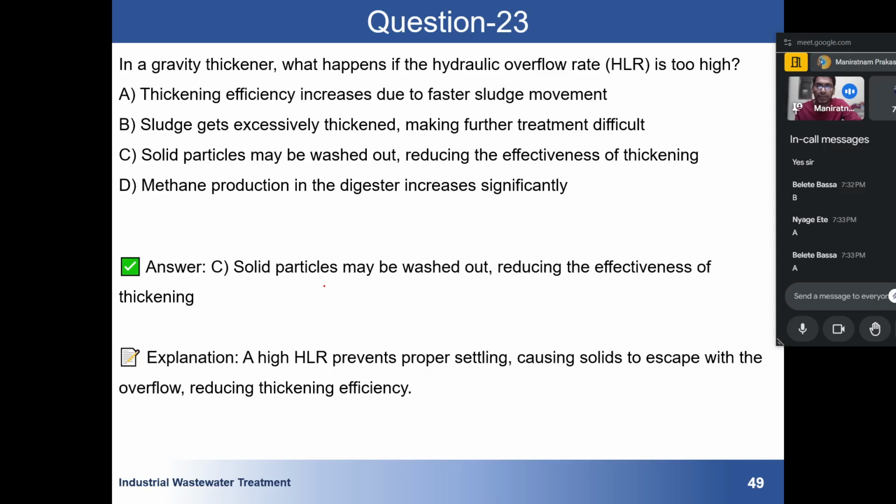The solid particles may wash out, reducing the effectiveness of the thickener. Now imagine that too much water is coming. Suppose this is our sludge blanket and we are passing too much water. Our main target is to let the solids settle so that water can be removed. If we are passing too much water, there won't be any time for the solids to settle, and they will just wash out, and overall the efficiency will be reduced. So the correct answer is C.